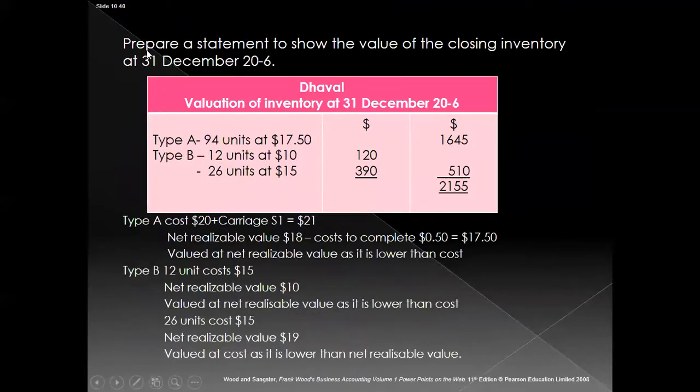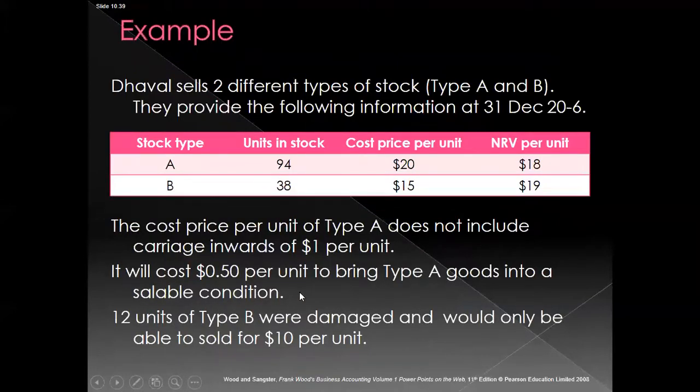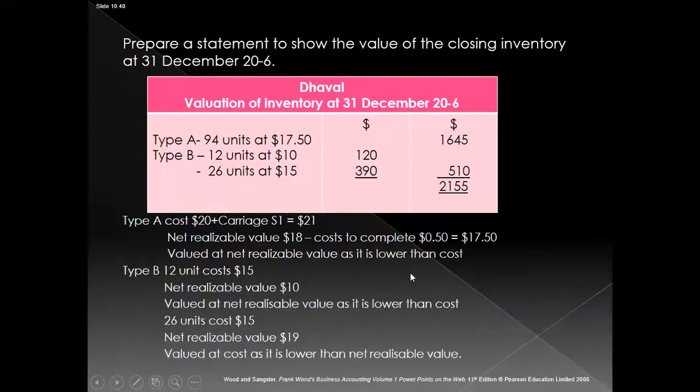Look at this statement. Prepare a statement to show the value of the closing inventory at 31st December 20-6. For type A, 94 units at 17.5. Why is it 17.5, not 18? Because I have mentioned to you that it's 50 cents per unit to bring type A goods into a sellable condition. So this 50 cents is minus from the $18. Multiply these two amounts to give $1,645 as the value of type A.